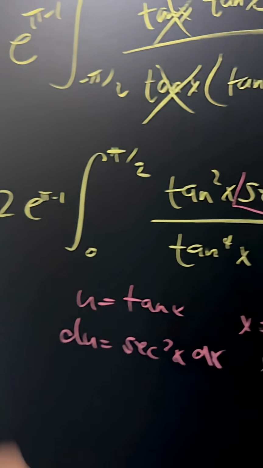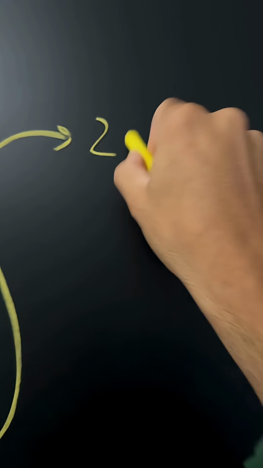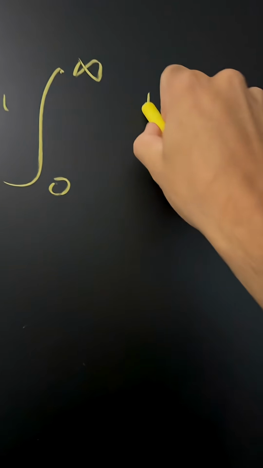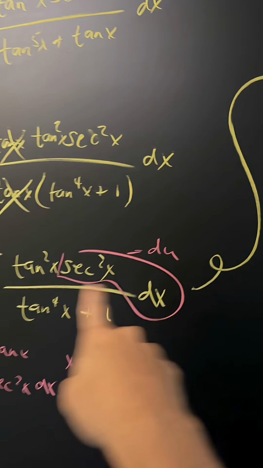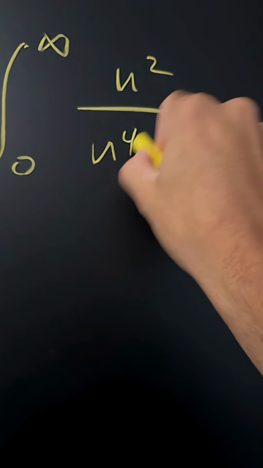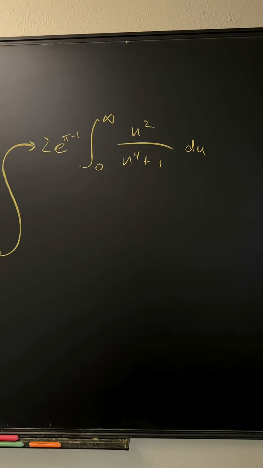So now let's go ahead and start rewriting this integral. So now we have 2 e to the pi minus 1, integral from 0 to infinity, and don't forget, this is u squared, and then we have our du, I'm just gonna put that in the front, and then we have u to the power of 4 plus 1 with respect to u.